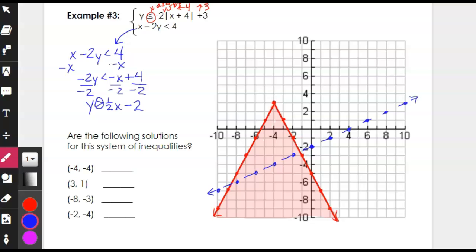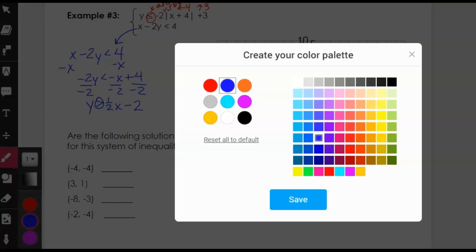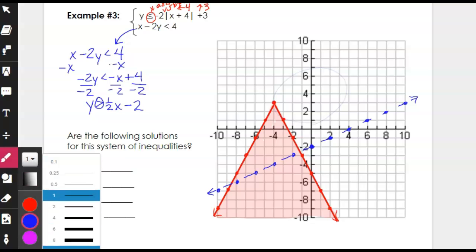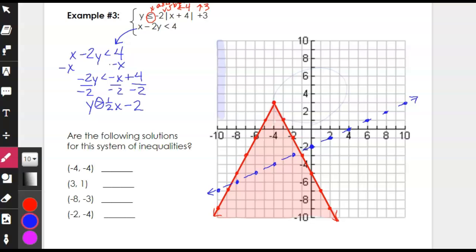And then my shading, because it's a greater than sign, is above. So I'm going to change my transparency. And I'm going to shade above the line. So if I pick a point on the line, I go straight up. That's the above area. So I'm going to shade all this. And I notice that the overlapping shaded area is kind of that little triangle that's in the middle there. So I'm not going to shade all of this, even though it's supposed to be shaded. But I am going to shade this little triangle area, because that's my solution set for the system.